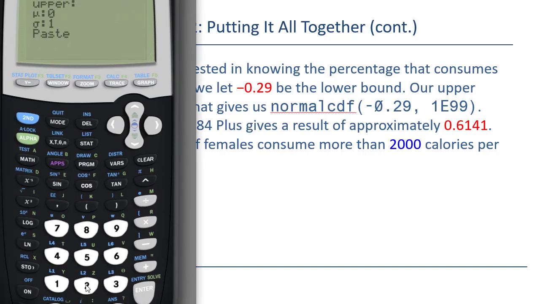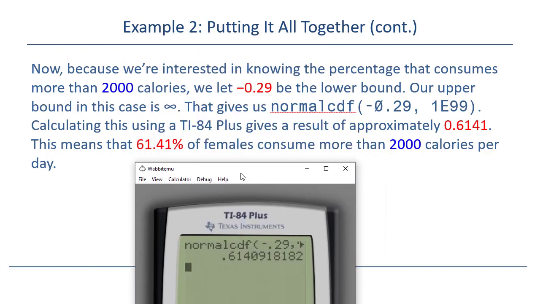negative 0.29. And then your upper end needs to be a really big number. They show the example of 1E99. I just put in a bunch of 9s. Okay. And then we're dealing with z-scores, so the mean of our z-scores is always 0. The standard deviation is always 1. We throw that into the formula, and it gives us 0.614, which you can see is exactly what they did when they rounded to 2.